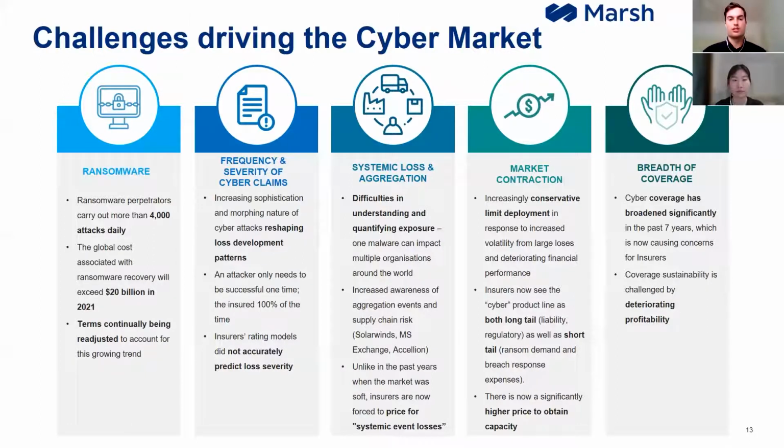We are seeing another challenge, which is market contraction in the cyber insurance market, where conservative limit deployment means that insurers are deploying a smaller limit across the market, meaning that it is becoming increasingly difficult to get terms and higher limits. There is now a significantly higher price to obtain capacity for insurers. It is important to note that the breadth of coverage that was available over the past 7 years is now causing great concerns for insurers. As claims increase in frequency and severity, this has impacted profitability and has meant that insurers have had to retract coverage.